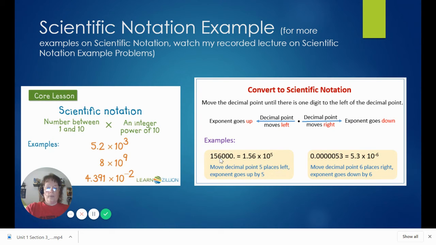So, for example, here we have 156,000. Again, you would move that decimal point 1, 2, 3, 4, 5 places, and we're moving it to the left. So 1.56 times 10 to the fifth, again, it's positive. And then for this one, we're moving it to the right. How many times? 1, 2, 3, 4, 5, 6. 5.3 times 10, and we said the exponent goes down. This is a very small number at first, so that would be a negative 6.